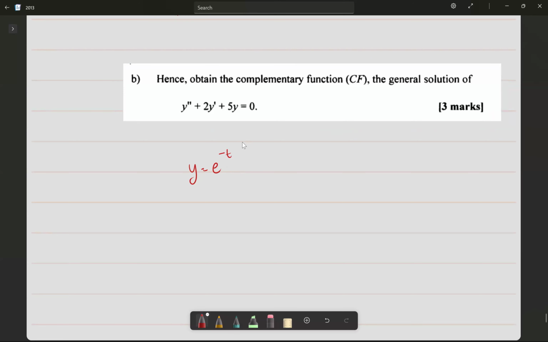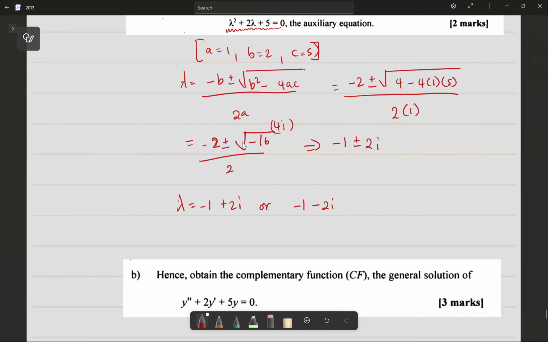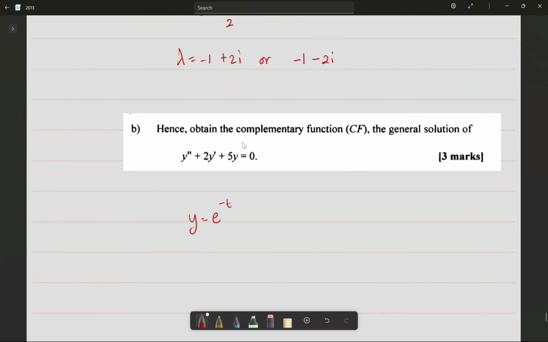Can you talk a bit louder? Oh, okay. And then that's times a cos m2x plus b sin m2x.